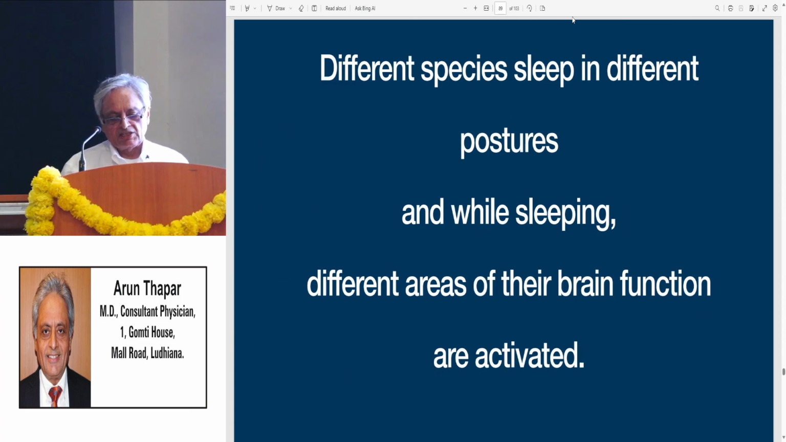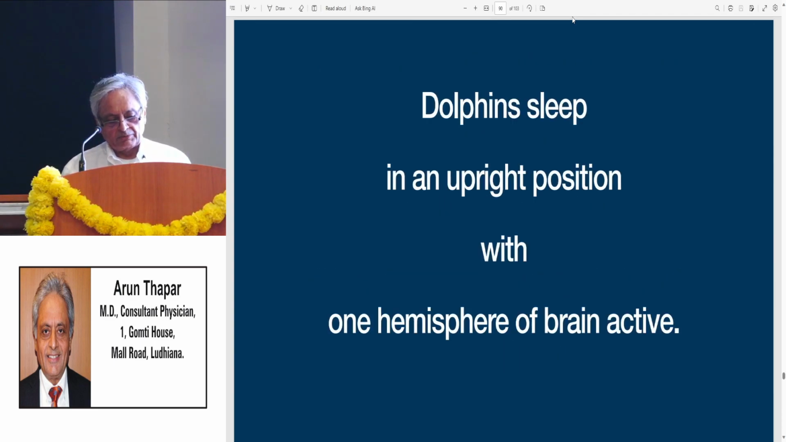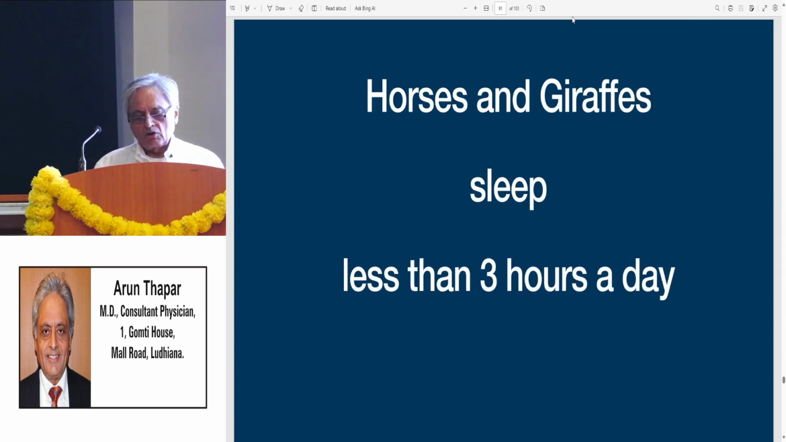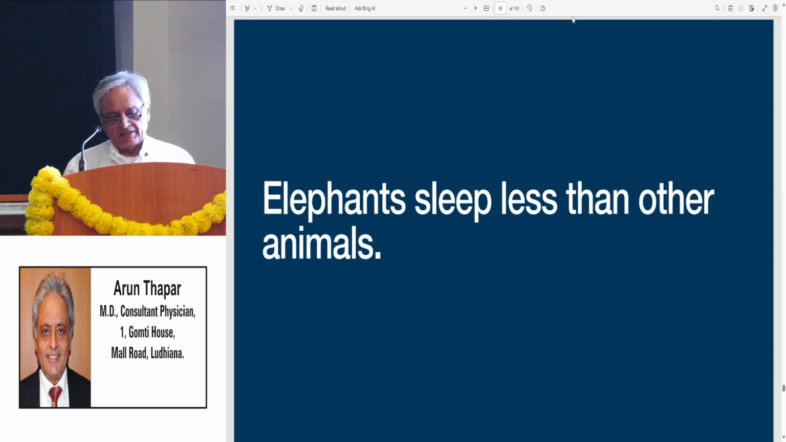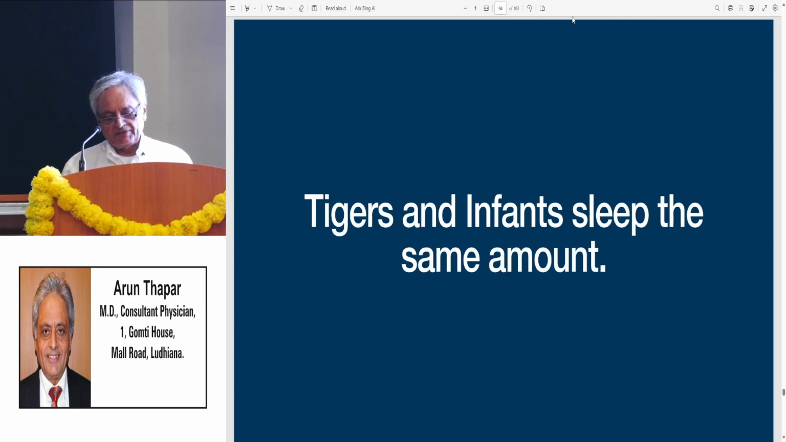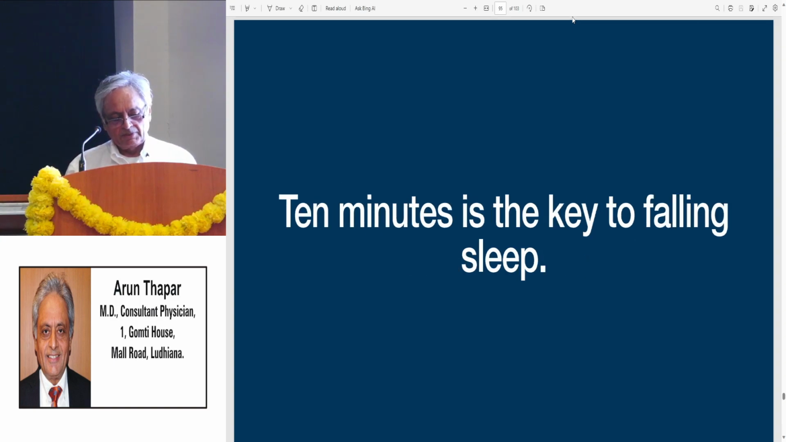Different species sleep in different postures while sleeping, and different areas of the brain are activated. Dolphins sleep in the upright position, and one hemisphere of the brain is active while the other sleeps. Horses and giraffes sleep less than 3 hours, whereas armadillos and opossums sleep for more than 18 hours. Elephants sleep much less than other animals. Tigers and elephants have almost the same amounts of sleep.